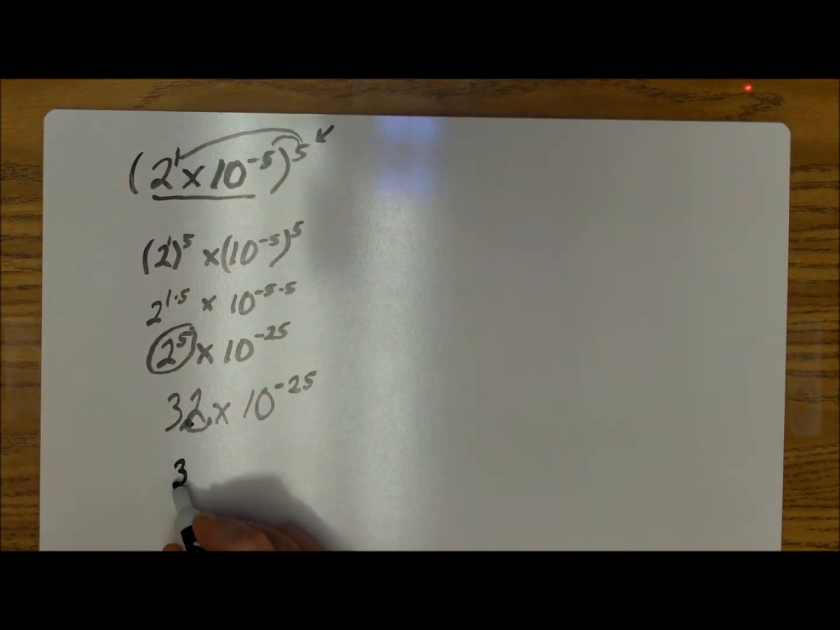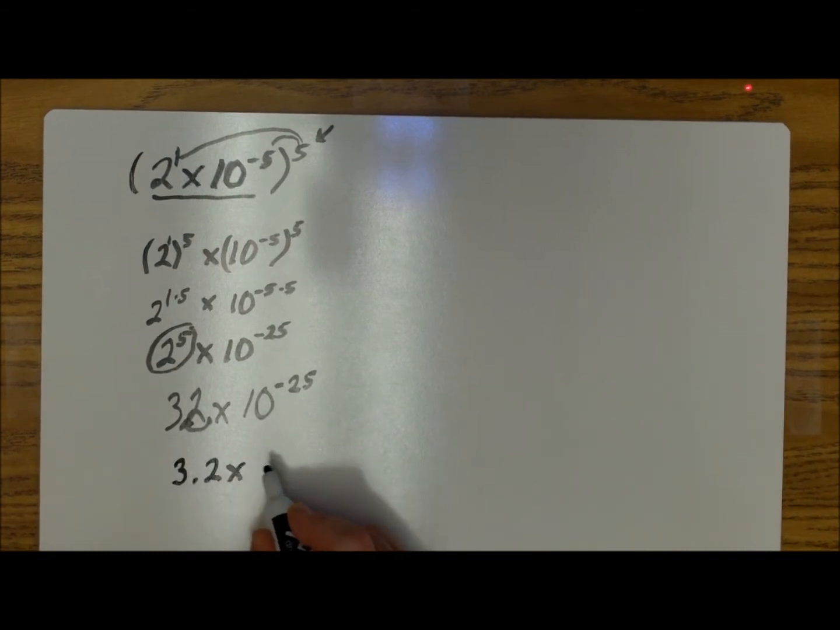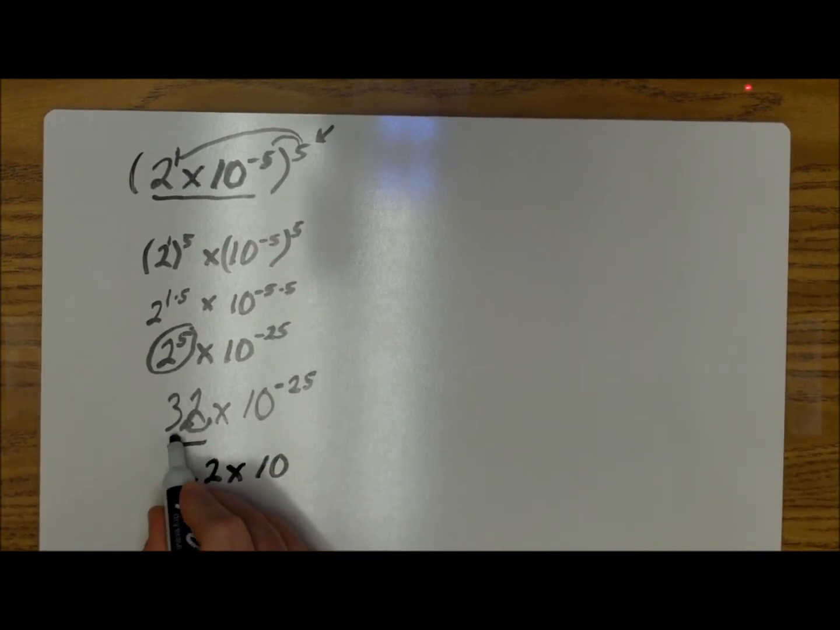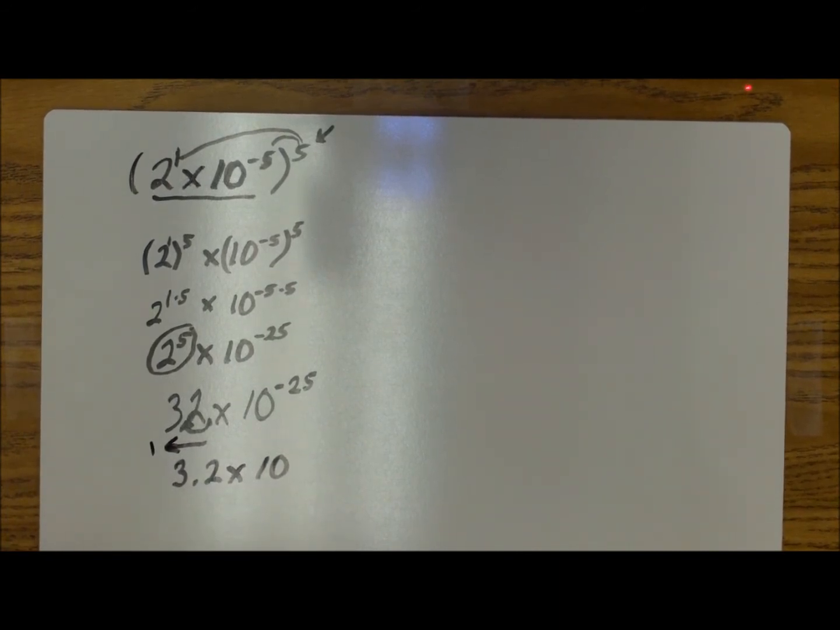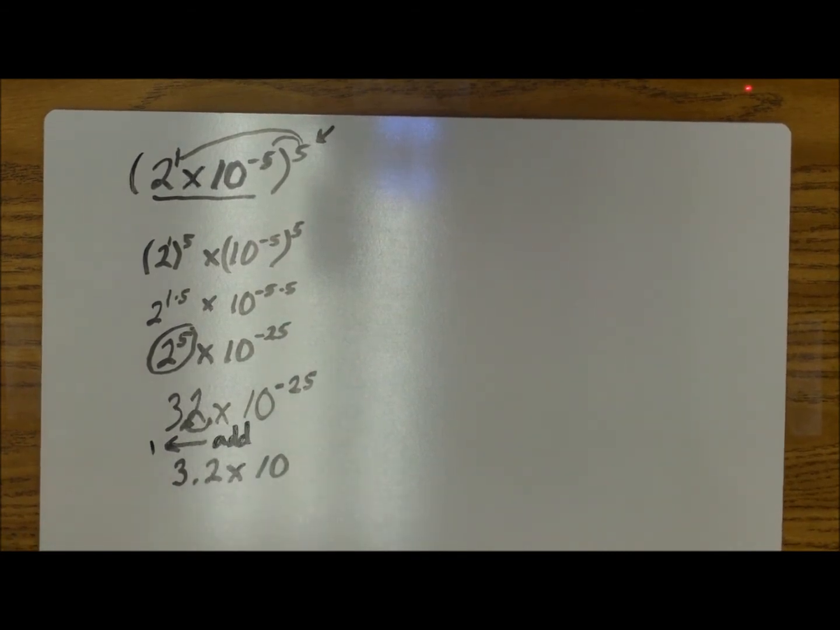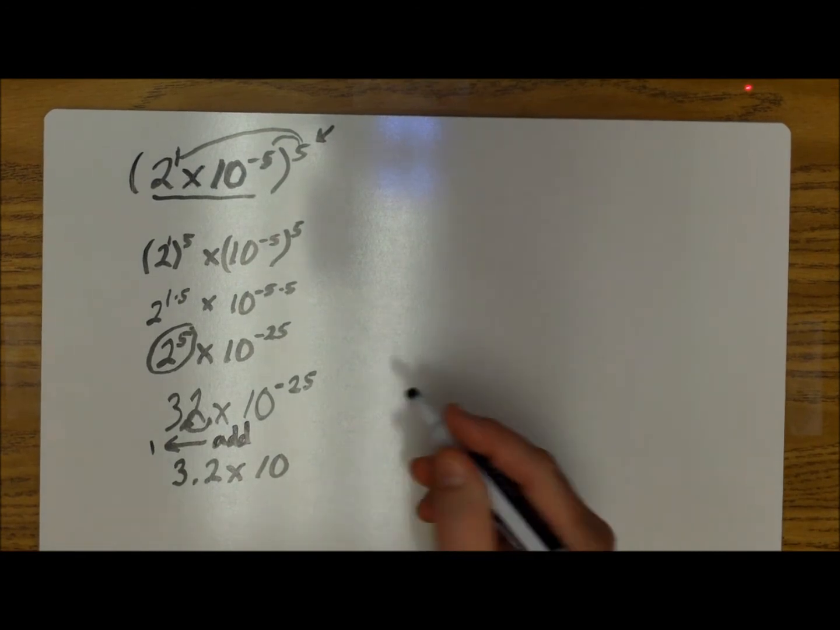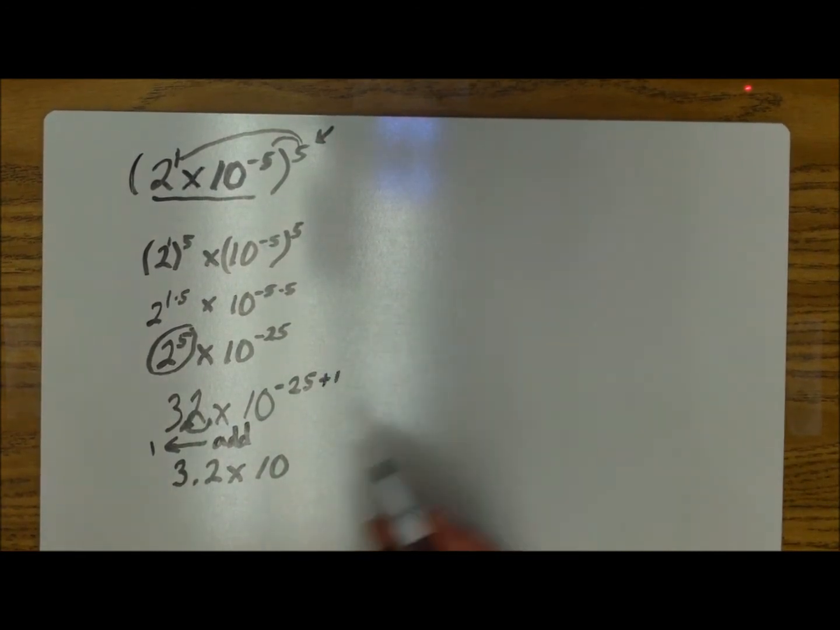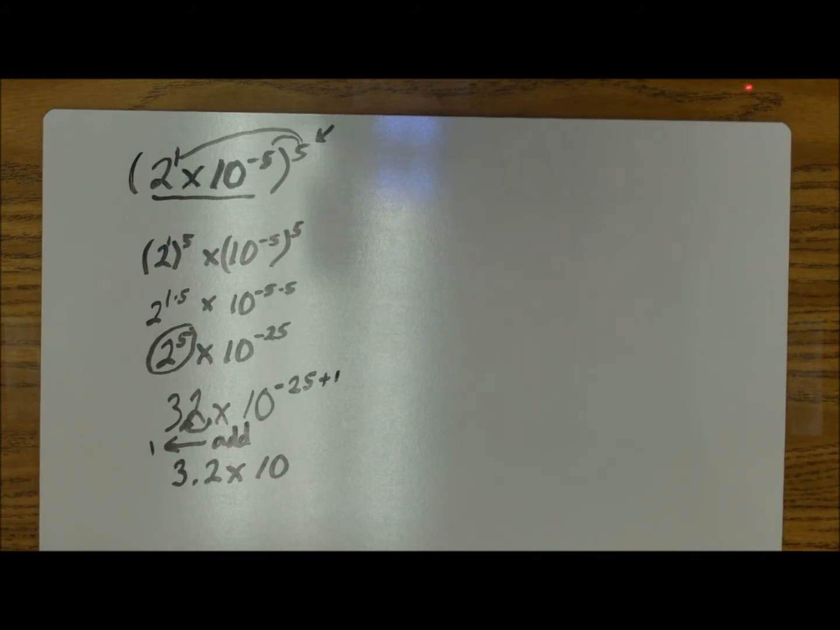So I'm going to rewrite that as 3.2 times 10. Now we moved it to the left and we only moved it one place. So what we're going to do to our exponent on our power 10 is add. That rule says anytime you move the decimal left, you're going to add to your power 10. So we're going to add 1 because I only moved it one place. If you don't know how to do negative 25 plus 1, please use a calculator. Negative 25 plus 1 is negative 24.